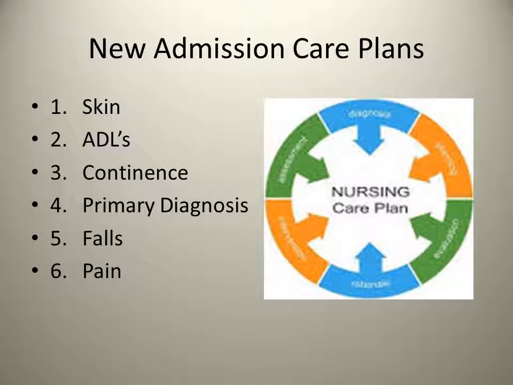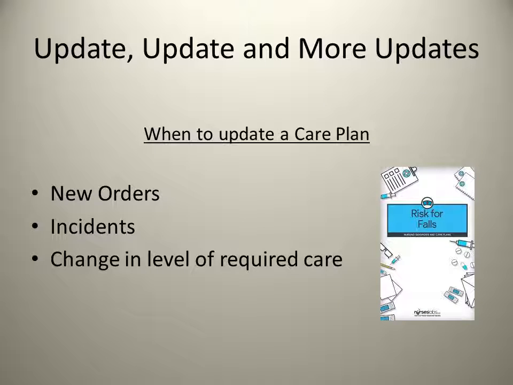2 care plans are required per shift per nurse. And the care plans that we have prioritized are skin, ADLs, continence, primary diagnosis, falls, and pain. Our challenges begin with the new admission care plan, but they don't end there because we have new orders on a regular basis. Incidents occur occasionally, and the level of care for the resident will change, whether it is an improvement or a decline. And all these things matter when it comes to the care plan.